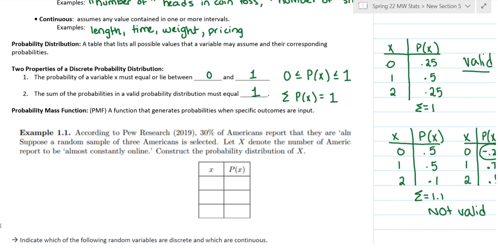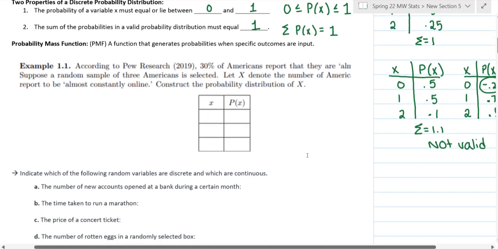Okay, so when I'm looking at this, let's think about what's happening here. We're selecting 3 people.